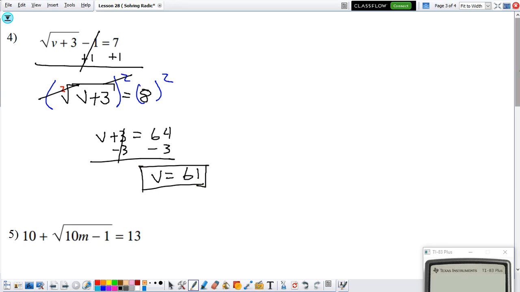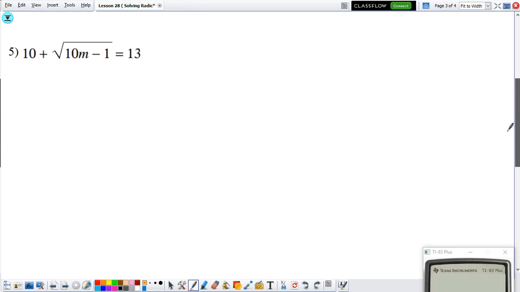So that's what we have here. Nothing fancy. Eliminate that negative 1 by doing the opposite to both sides. We have that 8. Eliminate the square root with the exponent, and then you solve. So let's do one more example here.